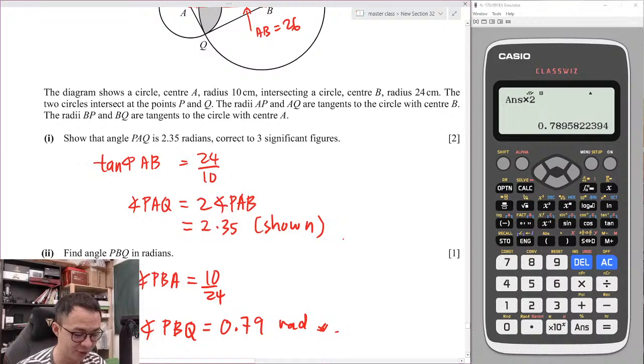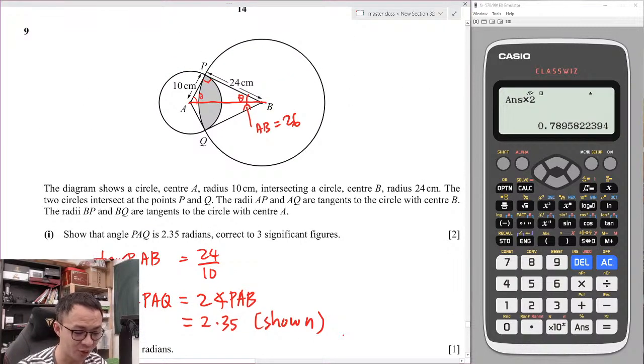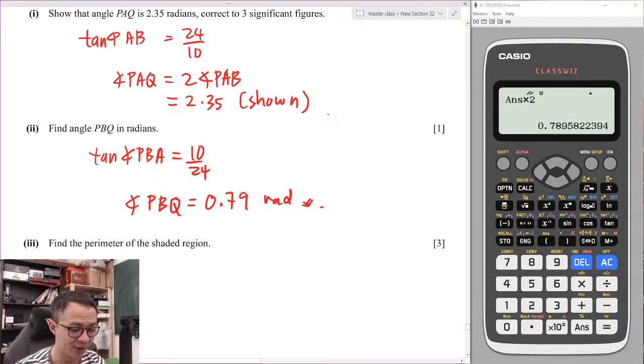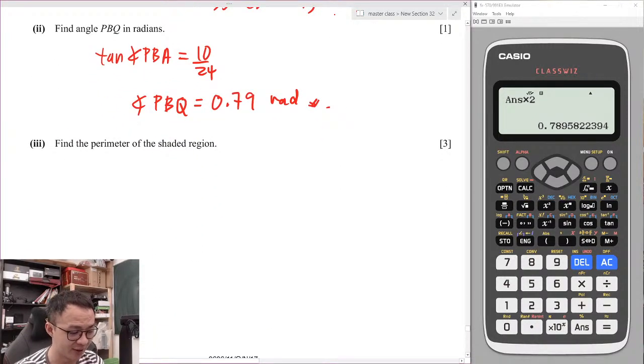Or you don't need to do this, because this is a quadrilateral, right? You can use 2 pi minus pi over 2, minus pi over 2, minus the angle just now, and you still get the angle B here. Whatever method is fine.